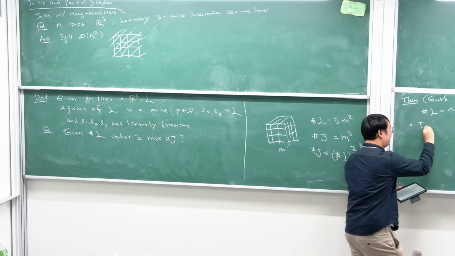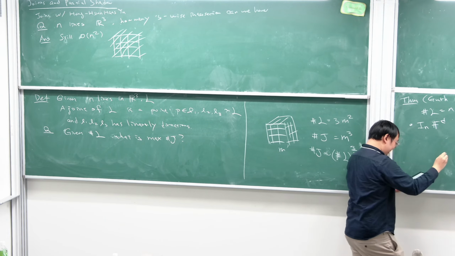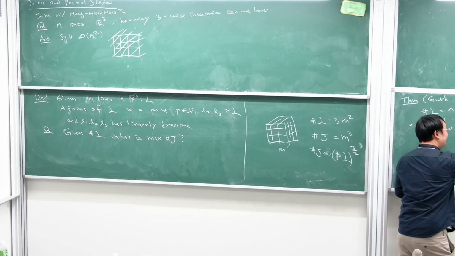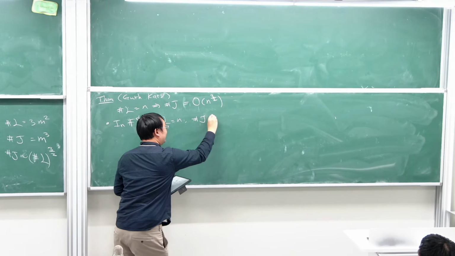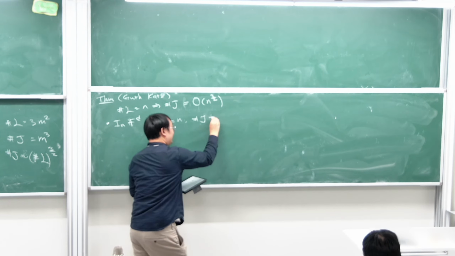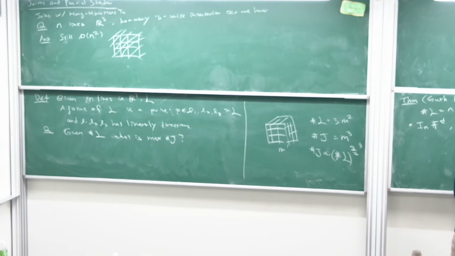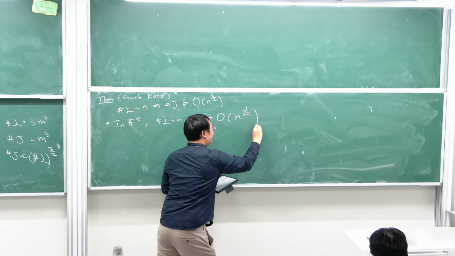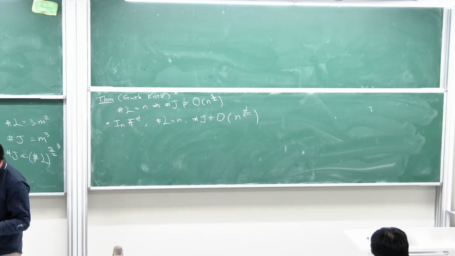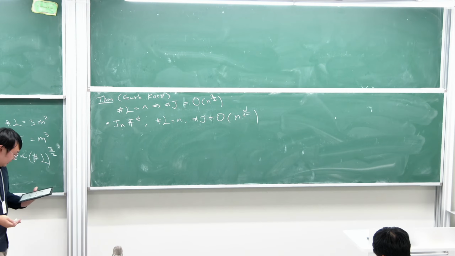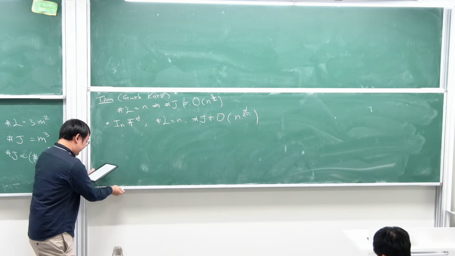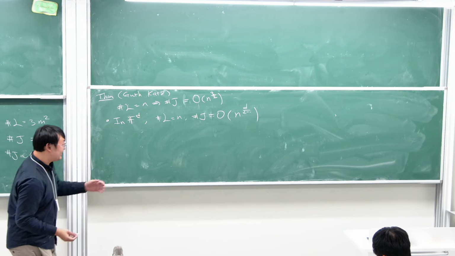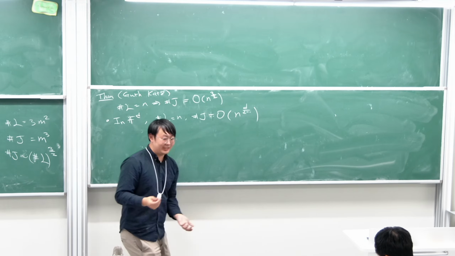So in F to the d, we know that if the number of lines is still n, then the number of joints will be less than or equal to a constant times n to the d over d minus 1. Okay. And so it turns out we understand the order of how large J can be.